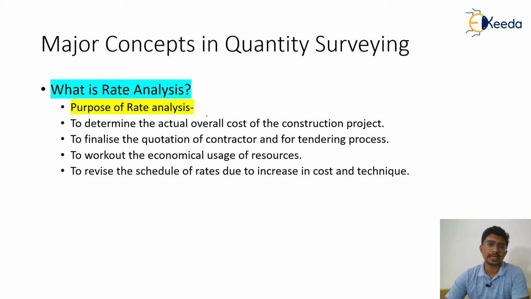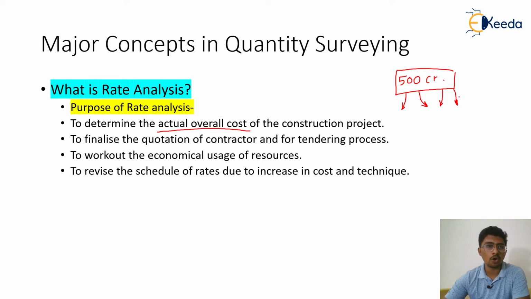Why do we do this rate analysis? First of all, as I told you, we need to know the actual overall cost of the construction project. Suppose the cost of the construction project is 500 crore rupees. Now I need to know what this 500 crore is going to consist of: how much money I'm going to invest in construction materials, how much for manpower, machinery, and any other aspect related to law, societal aspects, CSR of the companies, anything. This 500 crore bifurcation is what I need to know. For that we need to do this rate analysis.